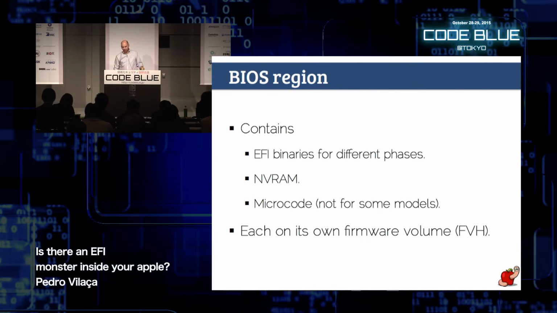BIOS region. The contents of the BIOS region, this is the one that we are working with on this presentation. It contains binaries, EFI binaries for different phases. I will show you in brief what these phases are. It contains NVRAM, non-volatile RAM. For example, your Macs store the Wi-Fi password on this region.